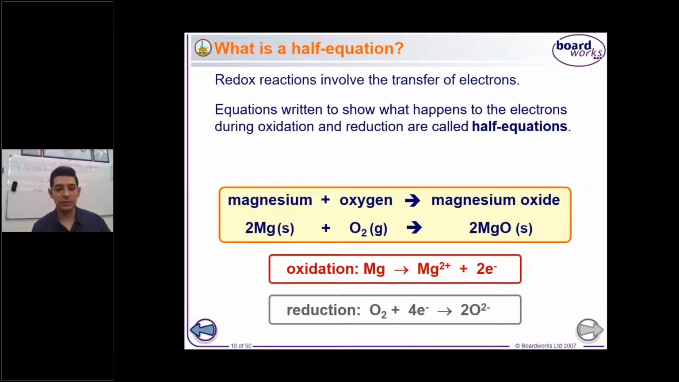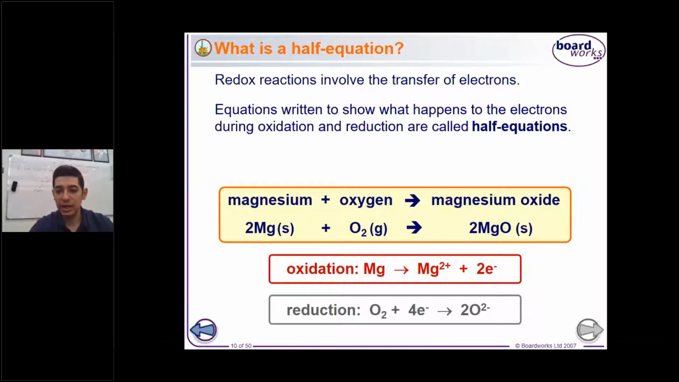Hello guys, today we'll continue the electrolysis. Now we will talk about half equations. What are half equations? As you see from the PowerPoint, redox reactions involve transfer of electrons, as I said before, losing or gaining electrons, or what we call oxidation or reduction reactions.